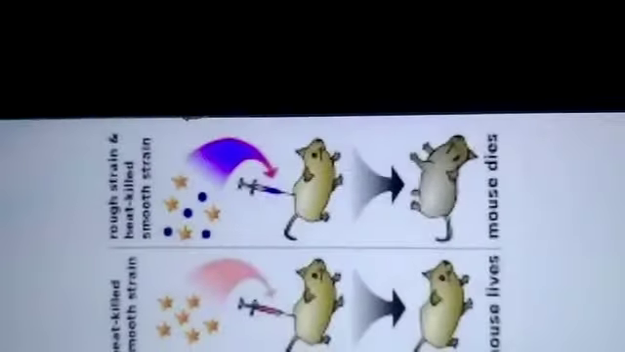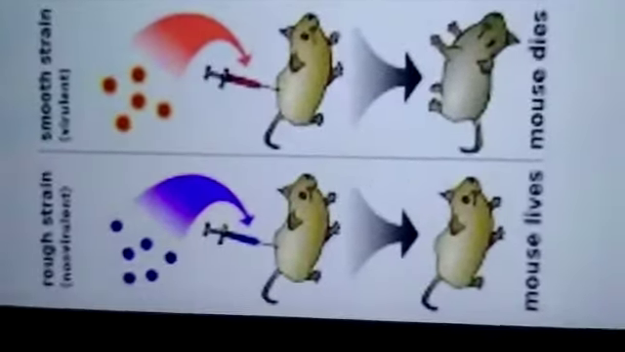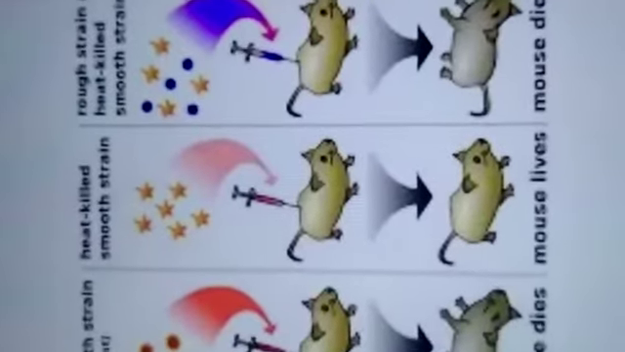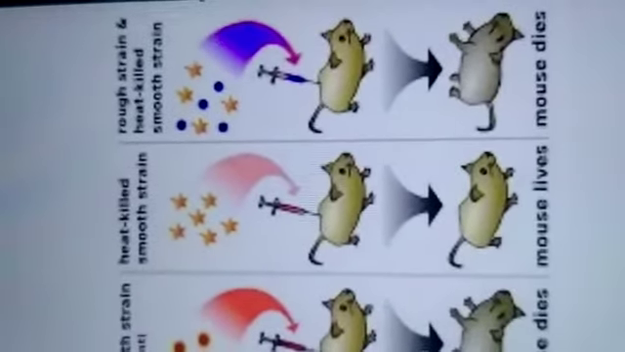In the fourth step, you can see that he took the rough strain, which was the normal, non-poisonous one, and the heat-killed smooth strain. In this process he mixed both strains and injected them into the mice. Now you are thinking, how is it possible? He took the R strain, the mouse was alive. He took the heat-killed S strain, here also the mouse was alive. But what actually happened in the fourth stage is that the mouse dies.